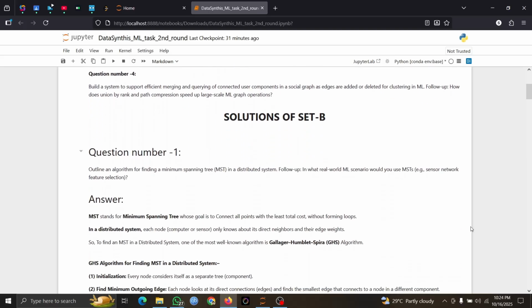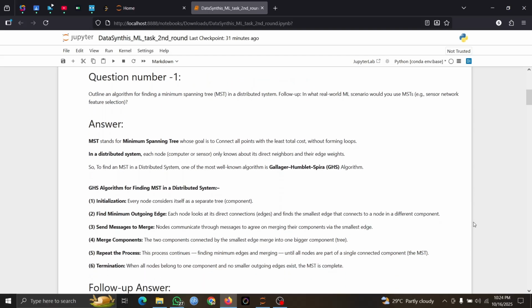Now the first question is, outline an algorithm for finding an MST in a distributed system. There is also a follow-up question, which is, in a real world machine learning scenario, would you use the MST? Now, the answer to the first part of this question.